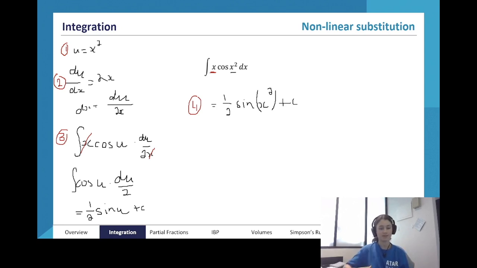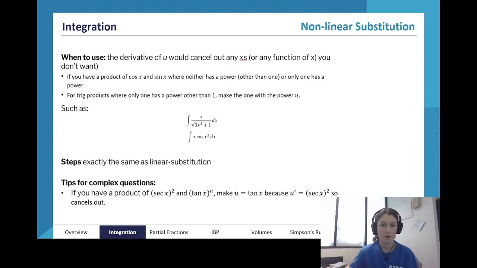Again, it's exactly the same steps as linear substitution. You just need to have that extra mental step of thinking, is one of these functions going to cancel out the other one that I don't want? Okay, we're going to quickly go over the tips that I had for more complex questions. Again, because we don't have time to go over all examples for all of these tips, if you are interested in them, I would recommend making yourself a question or finding a question in your textbook that kind of matches these tips to practice yourself to better your understanding.